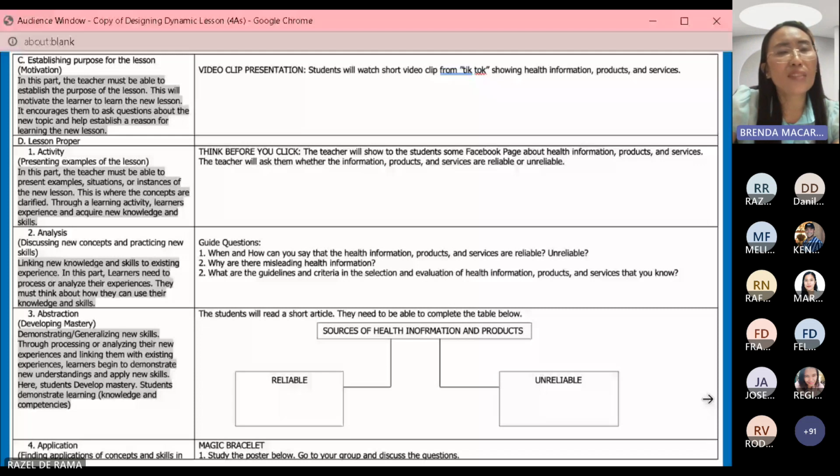Next, the last part, application. Finding applications of concepts and skills. So, ang nakalagay dyan yung magic bracelet. So, study the poster below, go to your group, and discuss the question. Next slide, sir.